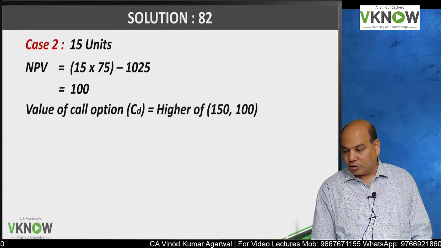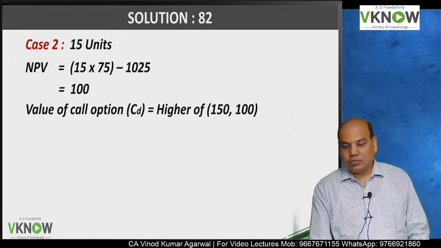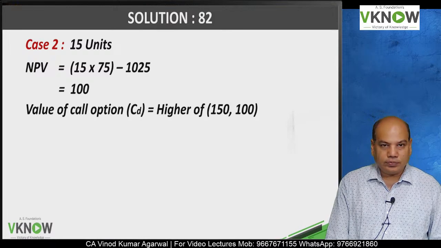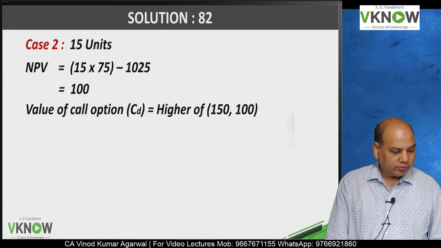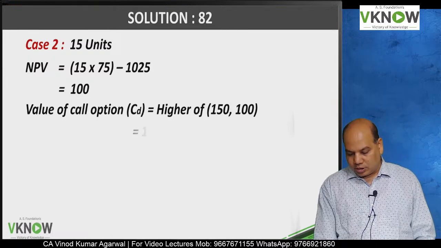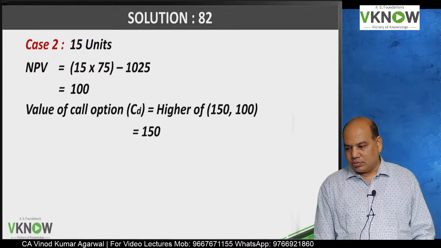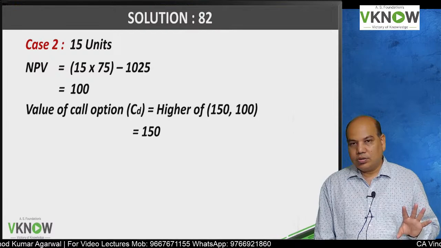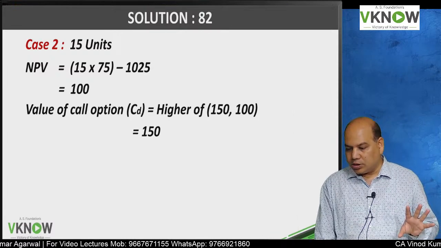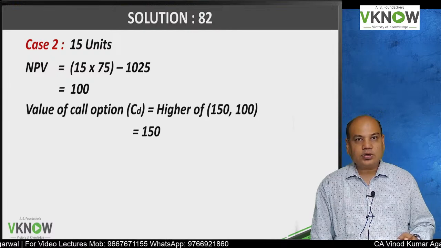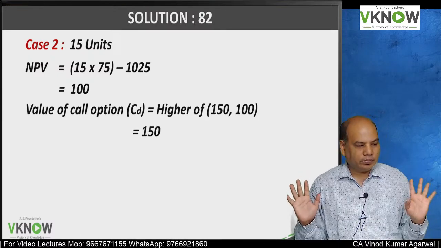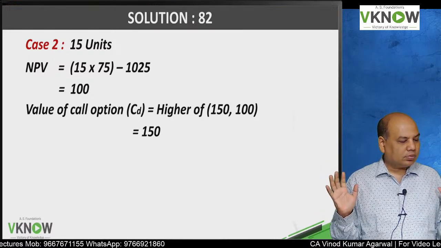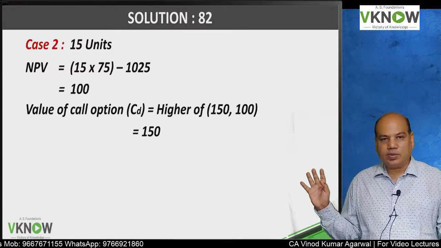So what is my answer for sluggish market? Value of call option will be higher of 150 and 100, which is 150. So if the market is buoyant, the NPV is equal to 340. If the market is sluggish, the NPV is 150. But the problem is, what is the probability? They should have given probability and my life would have been easier.